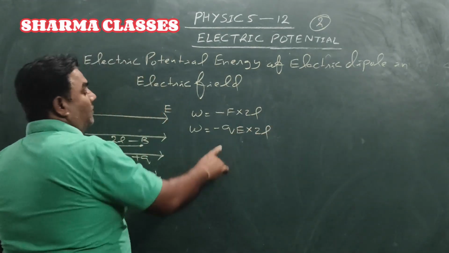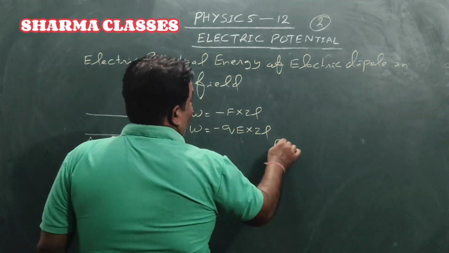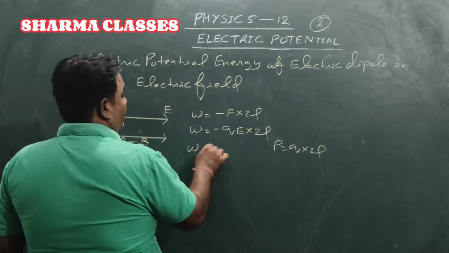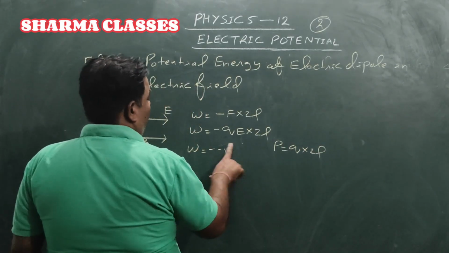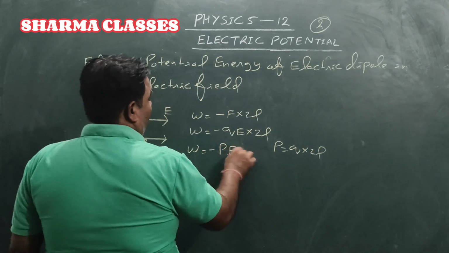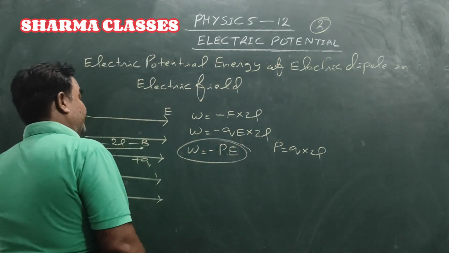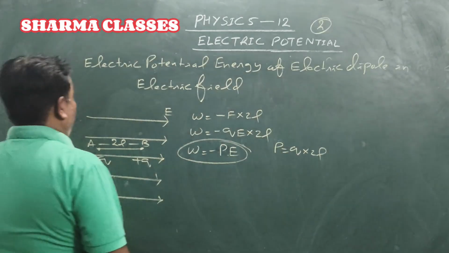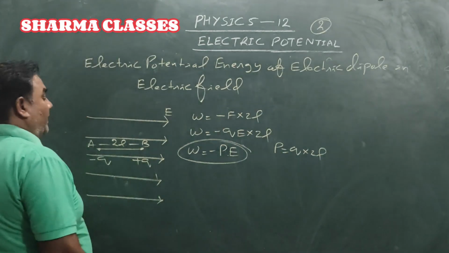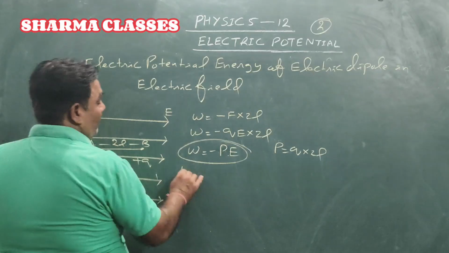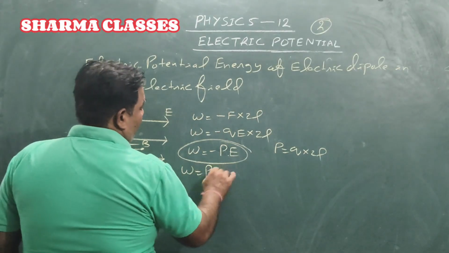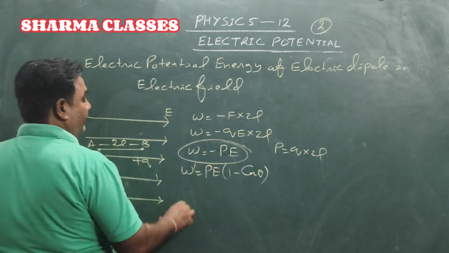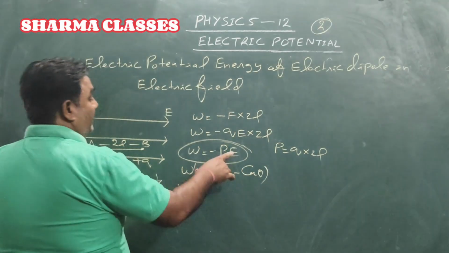W is equal to F, where the value of F is qE, into 2L. And q into 2L is the electric dipole moment. So W is equal to minus qE into 2L, that is minus P E. That is the work done by taking this charge from infinity into the electric field. And when it is rotated by an angle theta, the work done W dash is equal to P E bracket 1 minus cos theta.